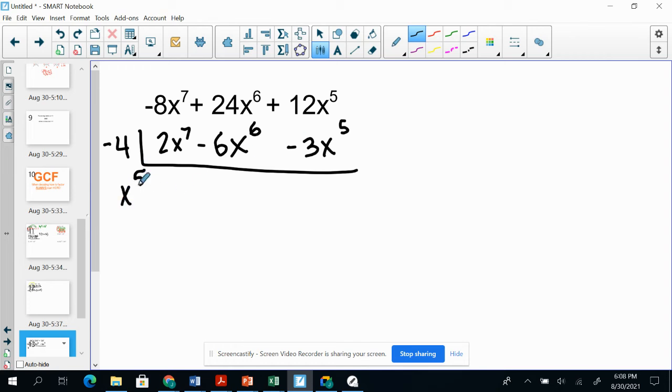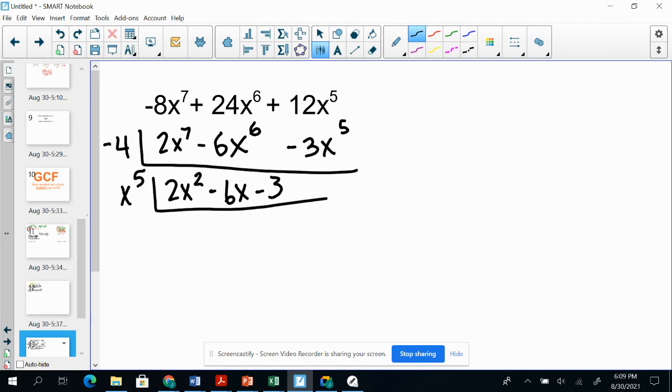So now we're looking at our x's, and again, like I said, so 7, 6, 5, the lowest exponent, we can pull that guy out. So what's going to be in our parentheses is 2x. There was 7, so I took out 5, there's 2 more. Minus 6x. There was 6, so we took out 5, which means there's 1 left. Minus 3, there was 5. We took out 5, so there's none left.